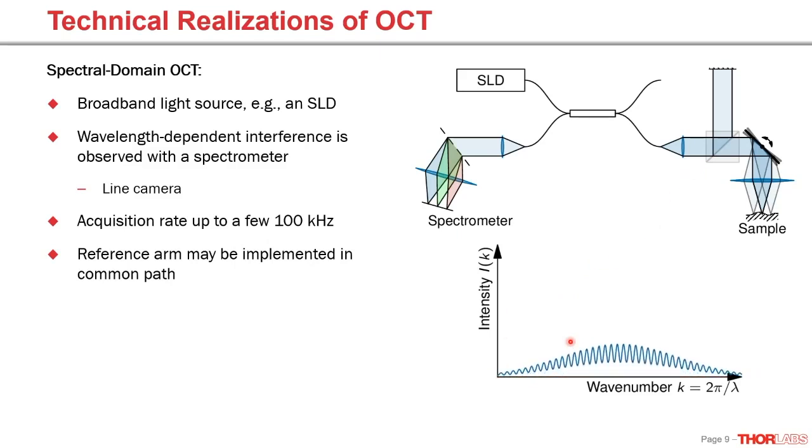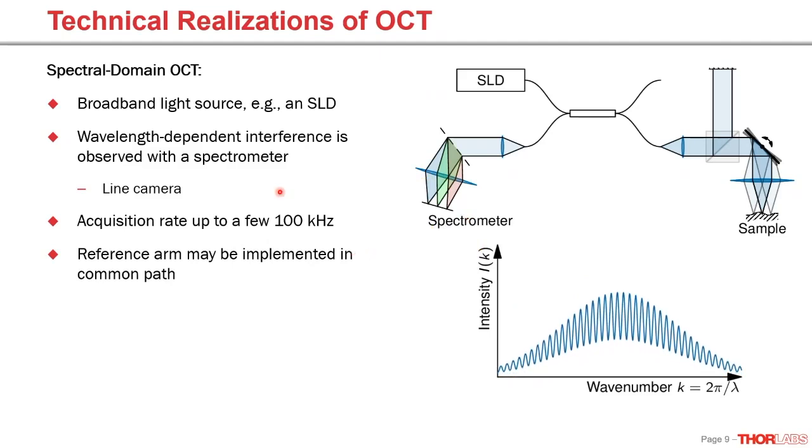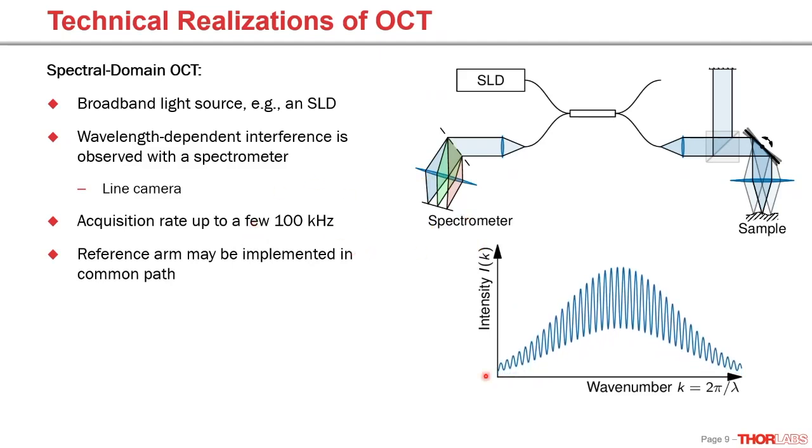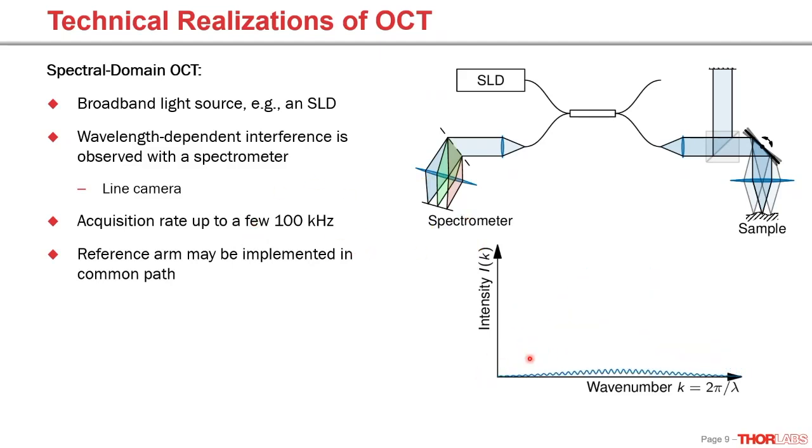and no fiber motion or anything similar will disturb this interference. And the signal is, of course, acquired over time. So the spectrometer is a line scan camera, which also limits the acquisition rate to a few hundred kilohertz, and it will acquire the signal over the time of an A scan for all the different wavelengths at the same time.